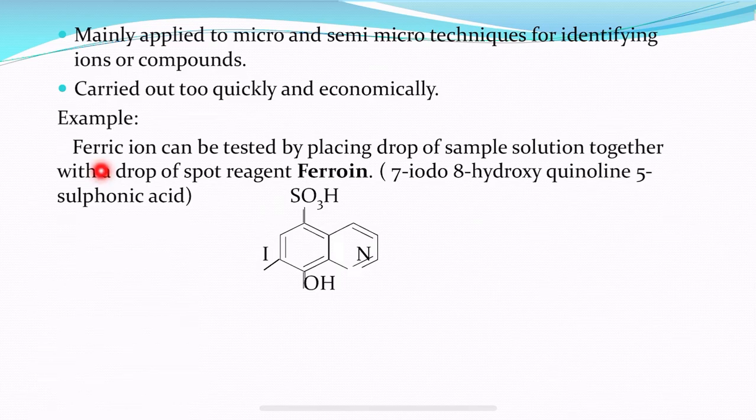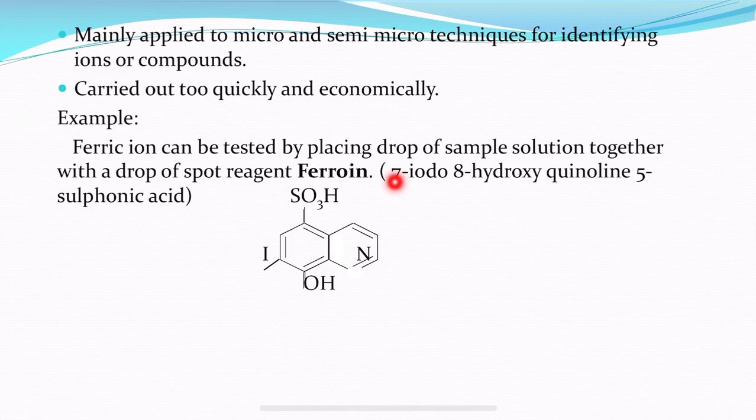Say for example, the presence of ferric ion can be tested by placing one drop of the sample. Say a sample has been given to me and I have prepared the sample solution in which it is soluble. By knowing the solubility I have prepared the solution, and one drop of sample solution I have spotted on a porcelain plate. To that I am spotting one drop of reagent, that is ferroin. Okay, so I hope you all have seen ferroin indicator. Ferroin is an indicator which has a pink color or pale red color.